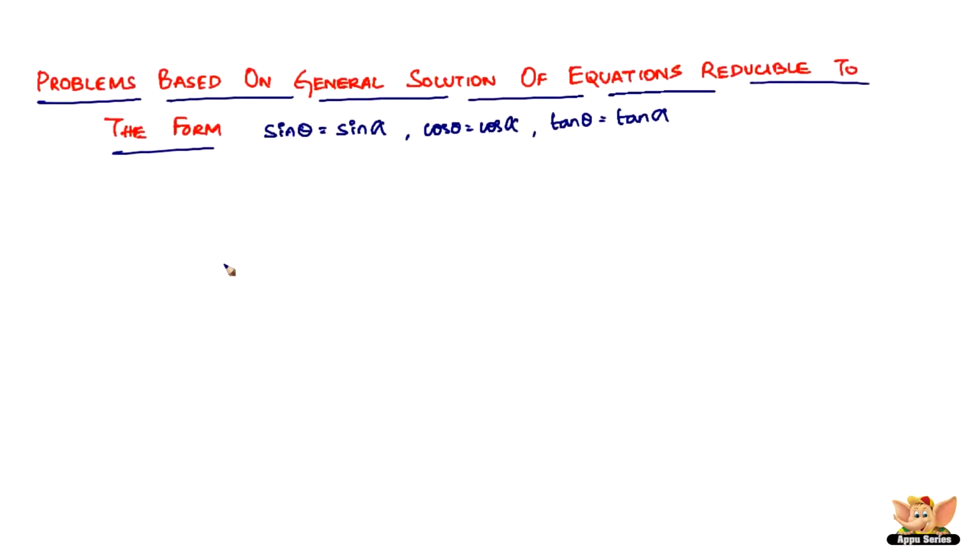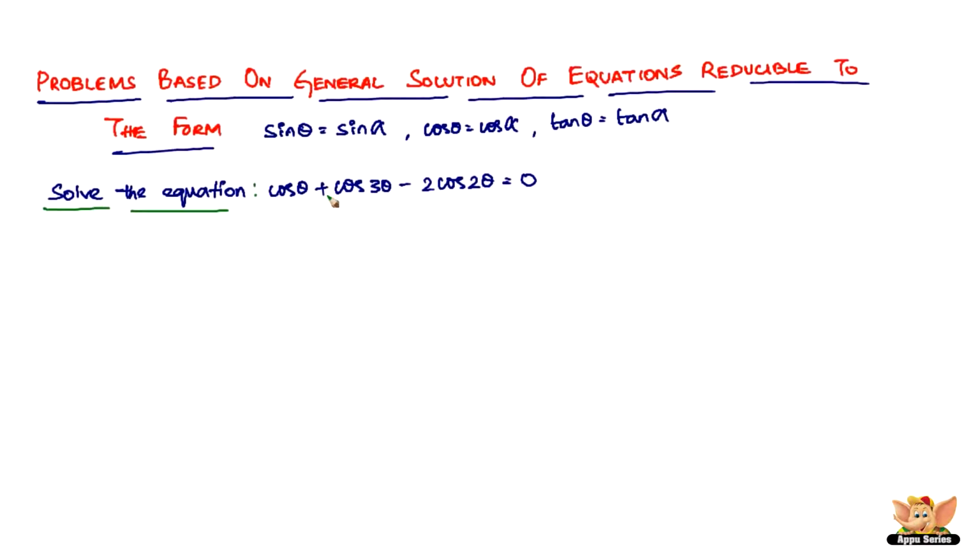In this video, let us continue to solve problems based on general solution of equations reducible to the form sin theta equal to sin alpha, or cos theta equal to cos alpha, or tan theta equal to tan alpha. Alright, here we've got a question which reads like this. It says solve the equation cos theta plus cos 3 theta minus 2 cos 2 theta equal to 0.